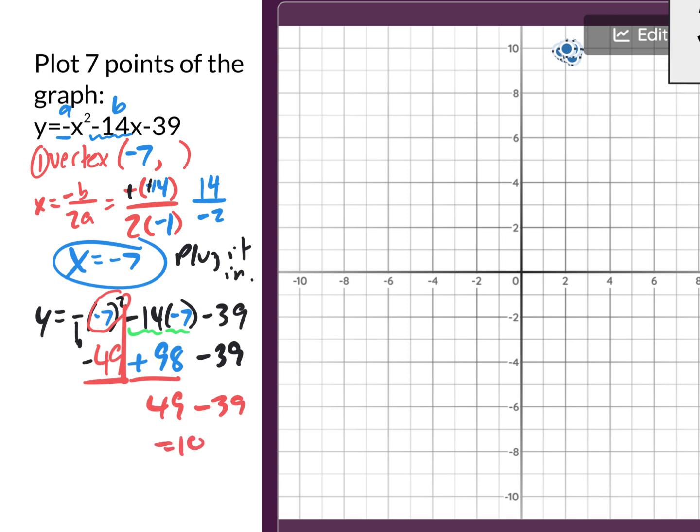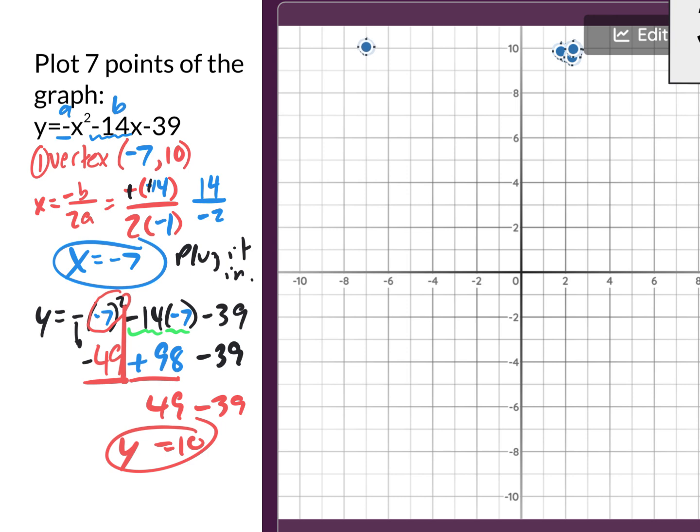So we found 10. What is that answer? That's the answer to y. Y is 10. So the vertex y value is 10. So let's go to the coordinate negative 7, 10. That's the most important point. So you're going to go negative 7 and 10. It's way up here. And you leave that vertex right there.